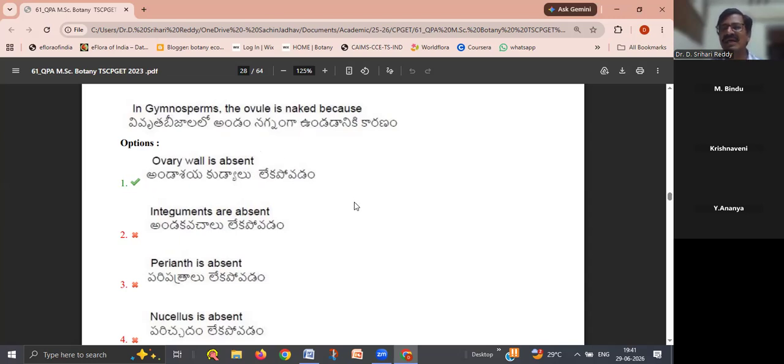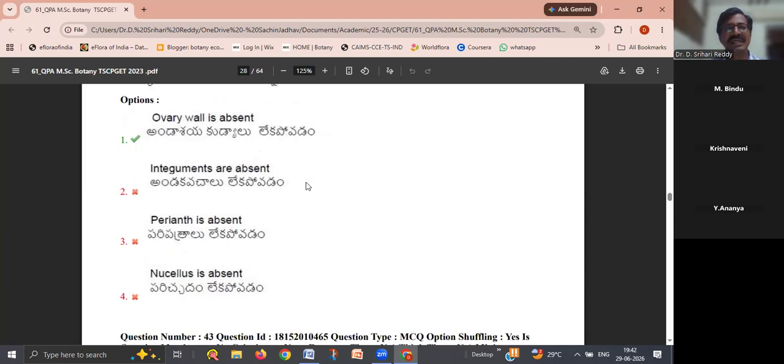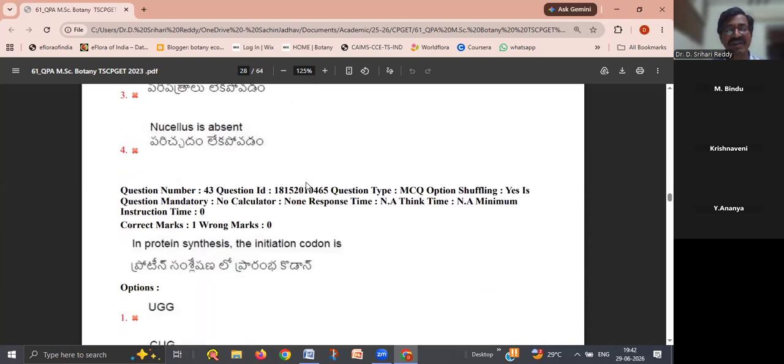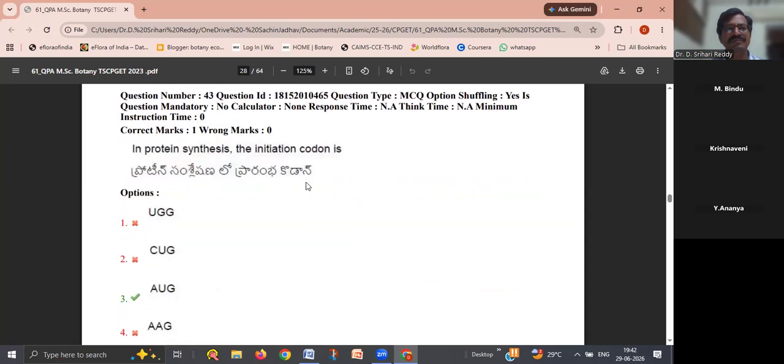There are only ovules. In the case of angiosperms, we don't find the ovules outside. They are within the ovary. But in the case of gymnosperms, ovules are not surrounded by the ovary wall. They are not within the ovary. So we only find seeds without fruit formation. So that is the right answer. Ovary wall is absent in gymnosperms.